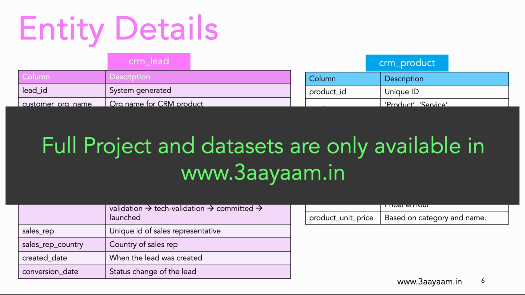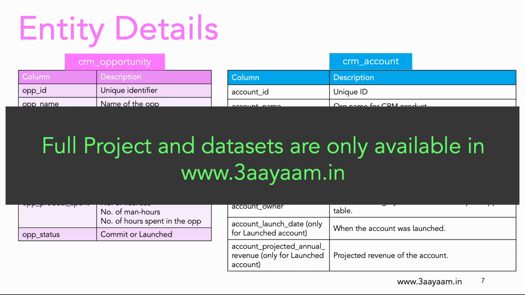And each product has its own SKU. For the product, it is license per user. For services, it is man hours. And for on-demand or cloud technologies, it is price per hour. And based on the category and name, the price is also there for each product. Then we have the opportunity and account table.